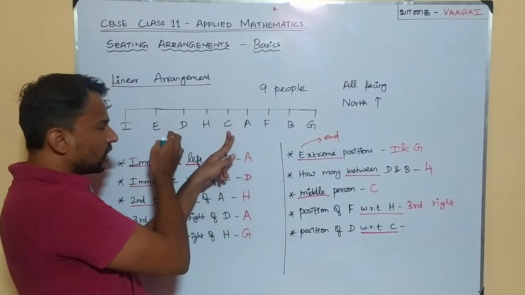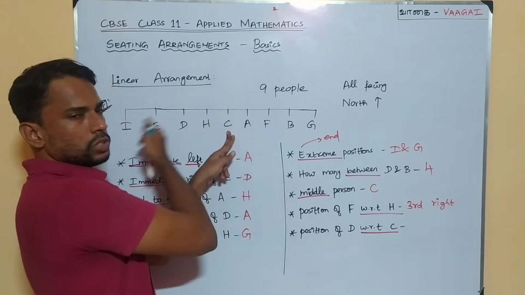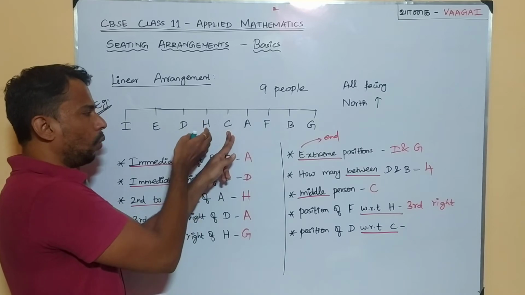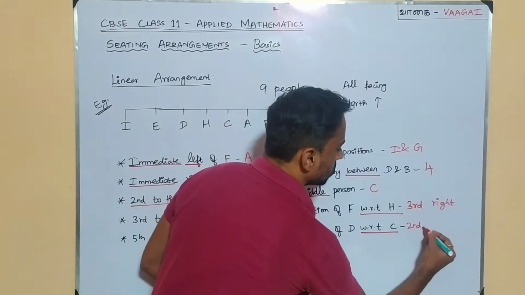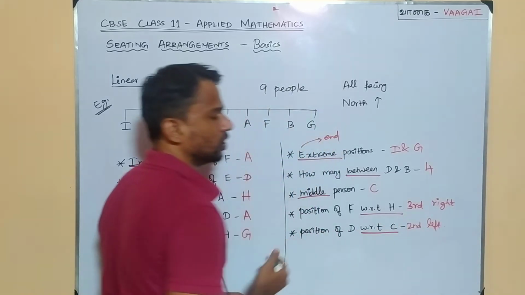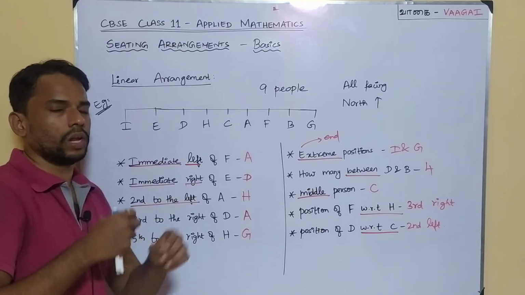So C's left hand side is what? This person is going to be D, who is seated there. And that is at how many positions from C? If you see 1, 2, that means second left is going to be the answer. So second left is the answer for this question. I hope now you are clear with all these answers, how we are able to answer these questions.